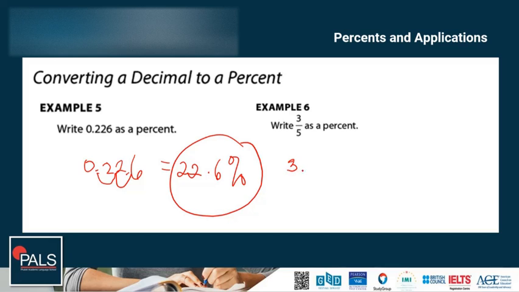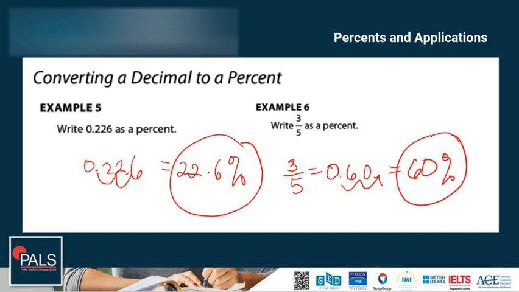Okay, let's apply the same procedure with example 6. 3 over 5 as a percent. 3 over 5 is equal to 0.6 in decimal. So 0.6, you can move the decimal point to the right 2 times. 1, 2. So the answer is 6, then add 0, 60%. So 3/5 is equal to 60%.